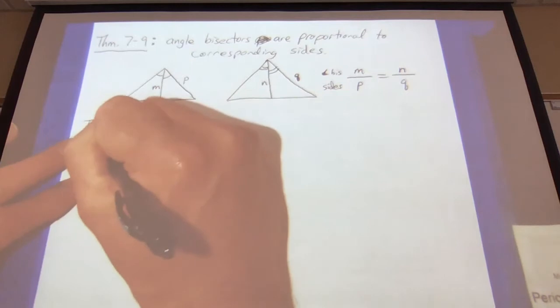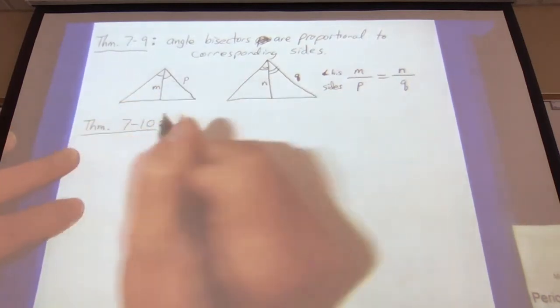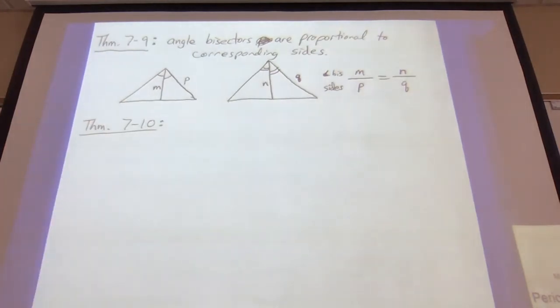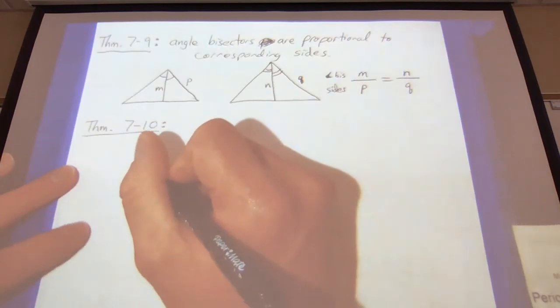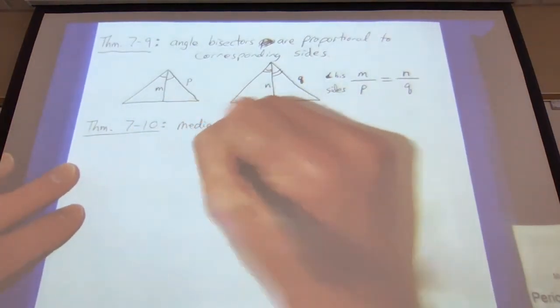All right, last one, Theorem 7.10. It's the last theorem that starts this way. We actually have one other theorem after this, but this theorem is going to start the same way. You're going to have two similar triangles. And this time, our medians are going to be proportional to the corresponding sides.